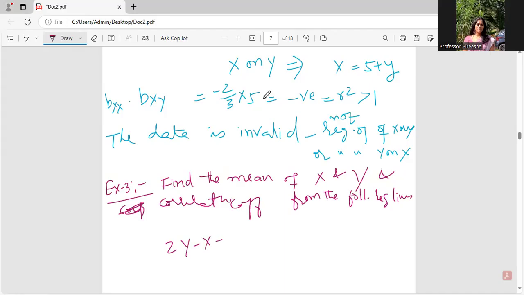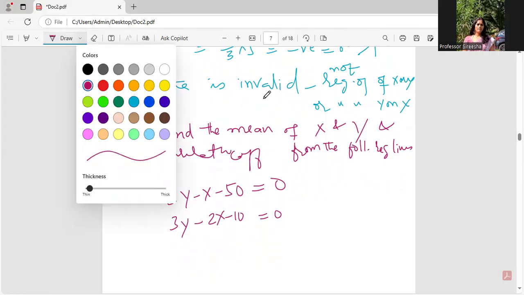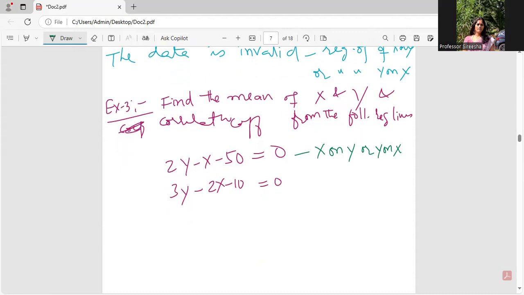2y minus x minus 50 is equal to 0. 3y minus 2x minus 10 is equal to 0. These are the regression lines. I don't know which one is the line for x on y, or y on x. At least you are clear with the previous example. Similarly with the second equation case, I'll be checking the properties again.